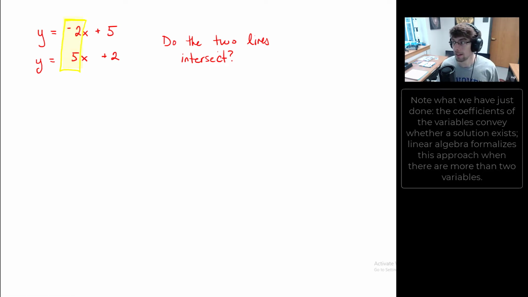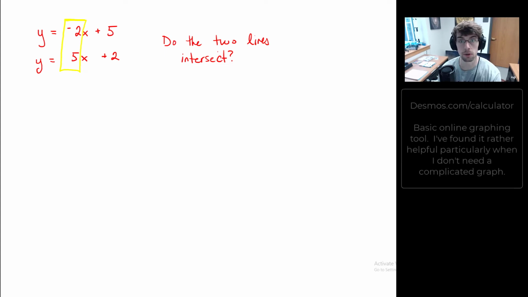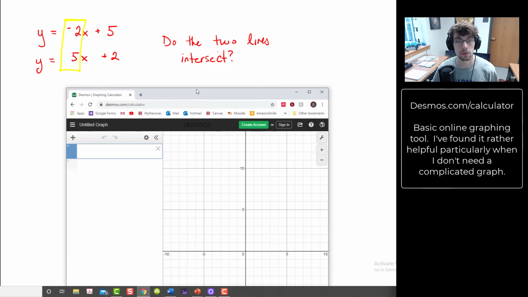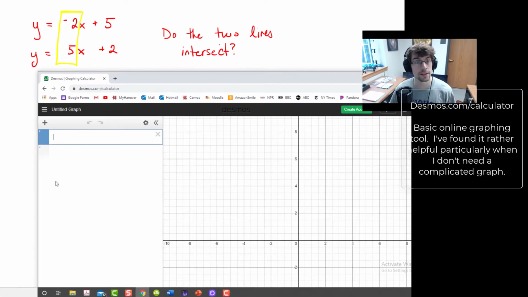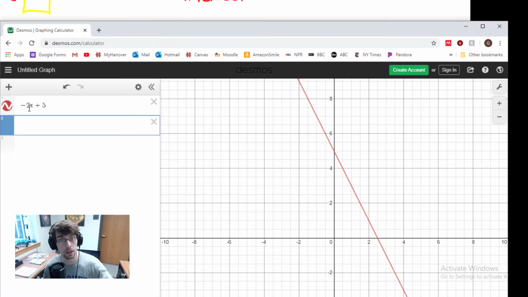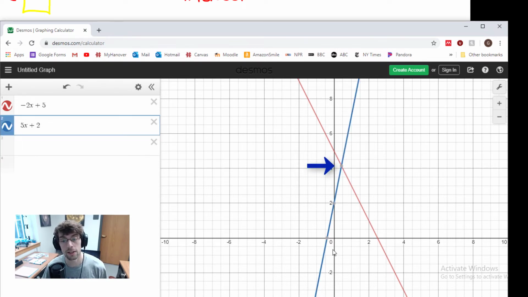Okay. Let's pull up Desmos. This is a perfectly valid way of going about it. Let's go ahead and pull up desmos.com. So I'll pull it up right here on the screen. Let me stretch it out just a little bit so we can see it. Okay. And we'll type this in, negative 2x plus 5. So we have our y-intercept, and we have our negative slope. And then we can do something like 5x plus 2.